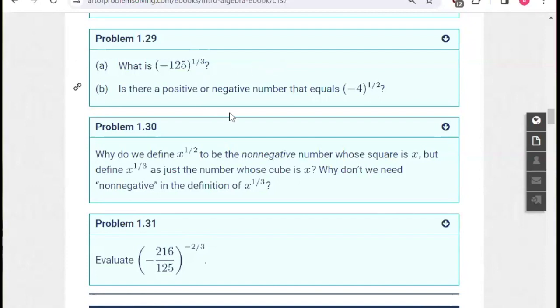Question B, Zephy. Is there a positive or negative number that equals -4 to the 1/2 power? No, there isn't. That's an imaginary number. Very nice. It's imaginary because you cannot have an even number and a negative there and give a real answer. Does not equal a real. Thank you so much. Well done.